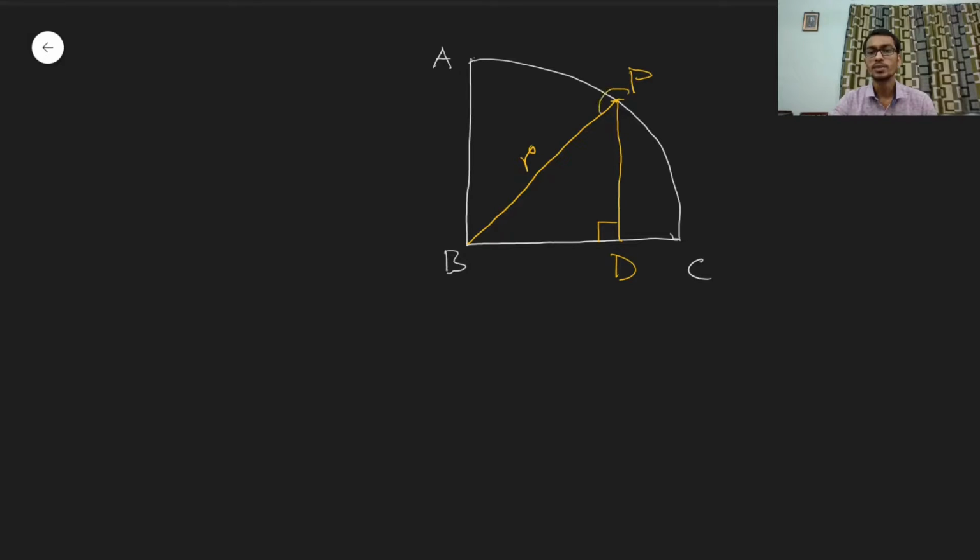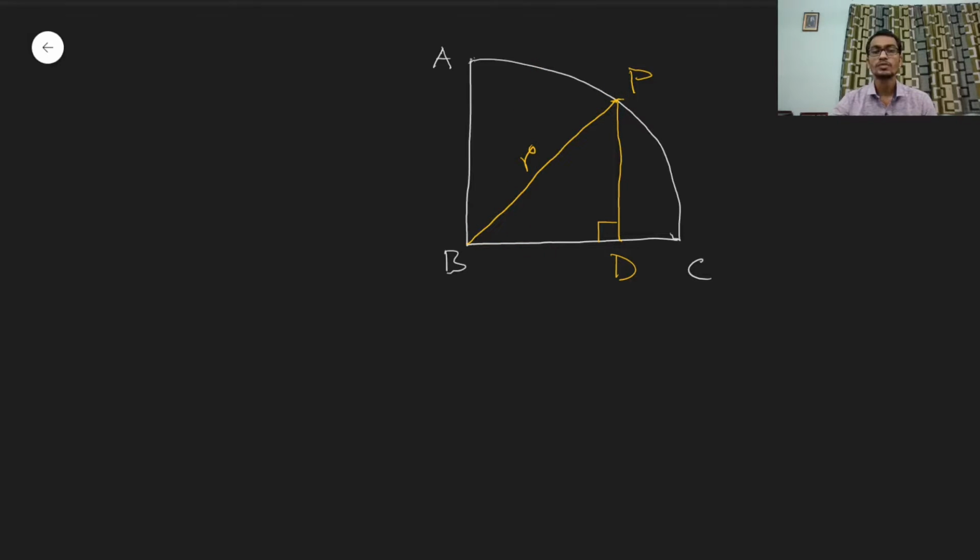And if the point P moves along the arc, then we will have different triangles. Let's say the new position of P is P dash, and this point is D dash, so we will have a right angle triangle BP dash D dash, where the new angle we will consider as theta. So when the point P moves along the arc APC, then we will have different triangles of which the considered angle theta varies.